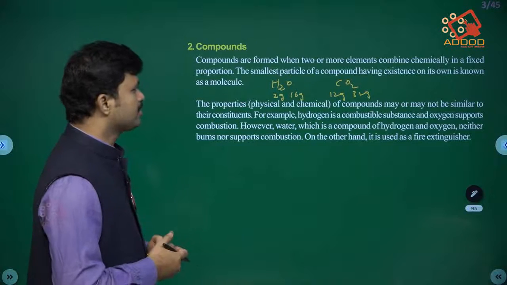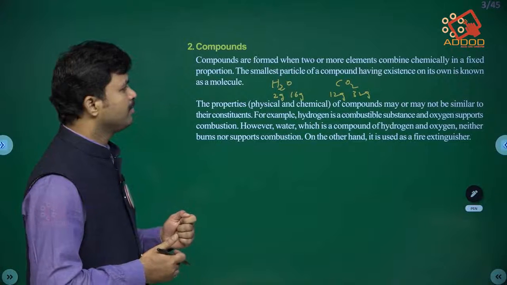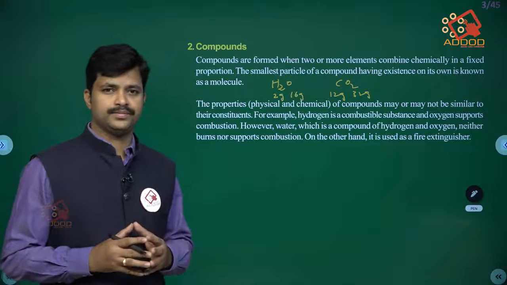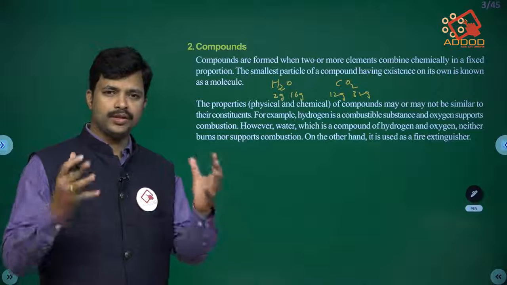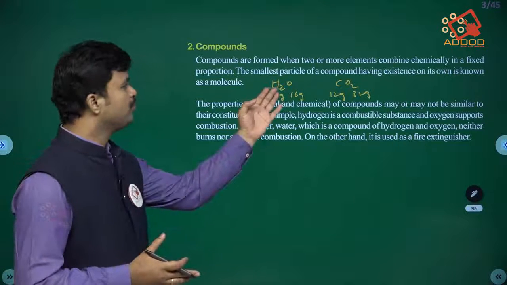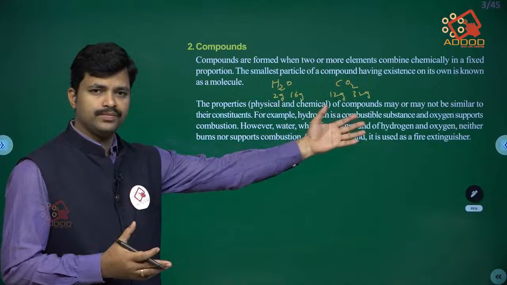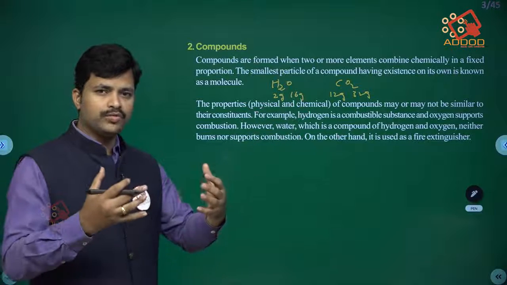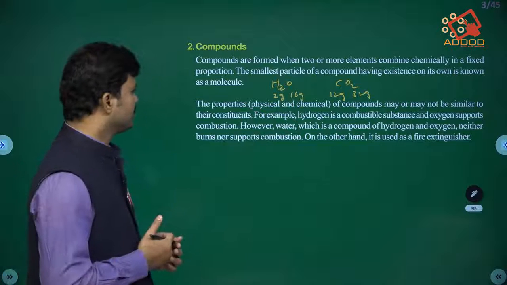The smallest particle of a compound having existence on its own is known as a molecule. Okay, a compound is a bulk material. It is made up of molecules, and a molecule is a stable unit. H2O is a molecule, CO2 is a molecule. Any molecule you take, in the entire chemistry, molecules together will give the compound. A bulk material is a pure substance.